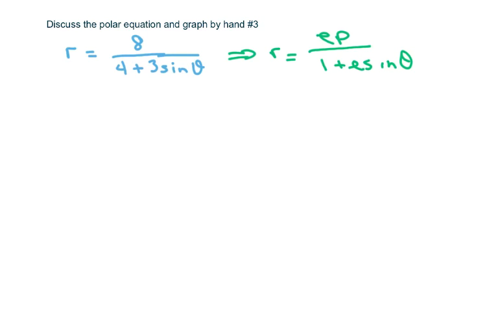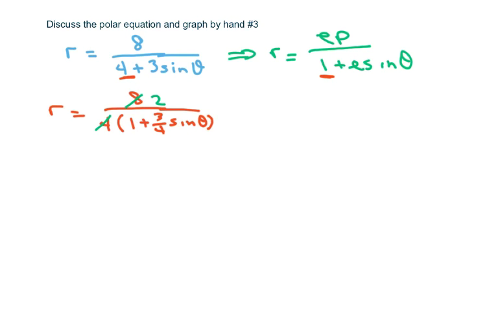And the first thing we notice is this is not a 1. So what I'm going to do is factor out a 4 in the denominator to help us out here. So this is going to be 1 plus, this is going to turn to 3/4 sine of theta. Now, I also notice that I can simplify. 4 goes into 8 2 times. So there's my new equation.